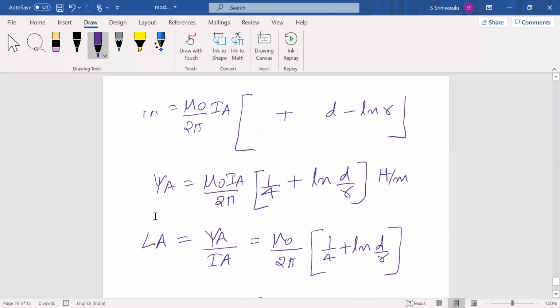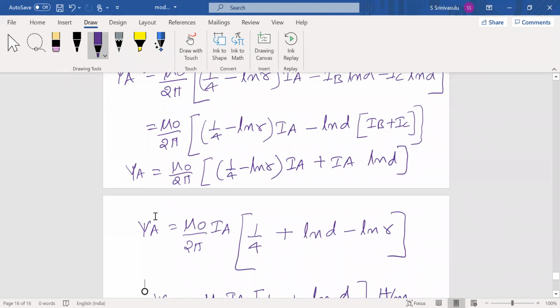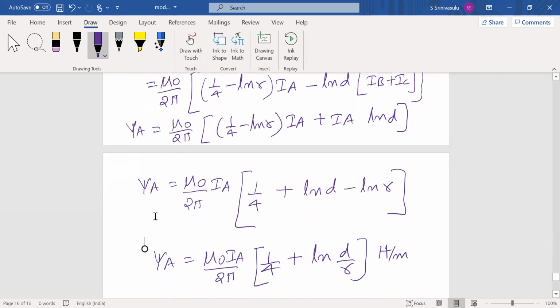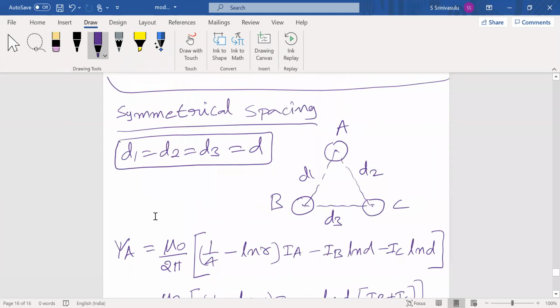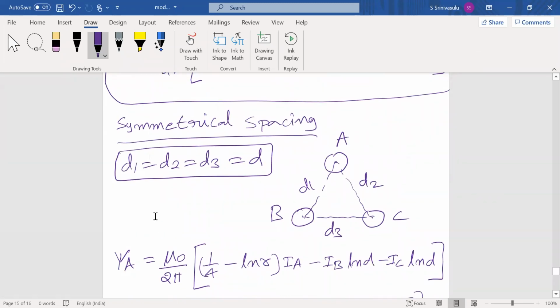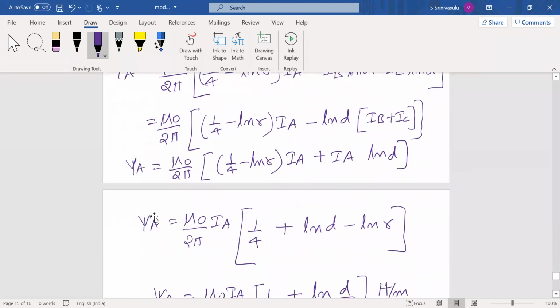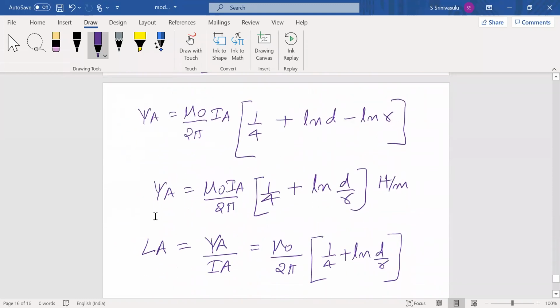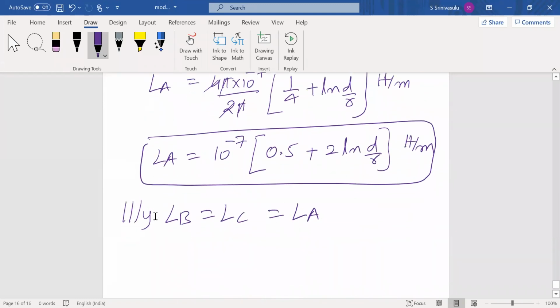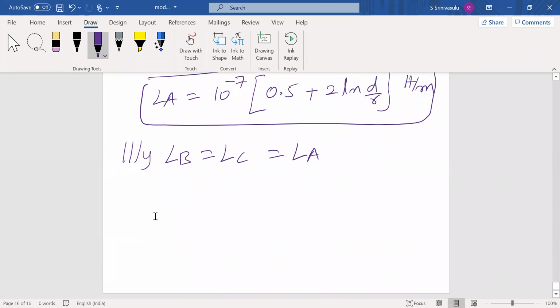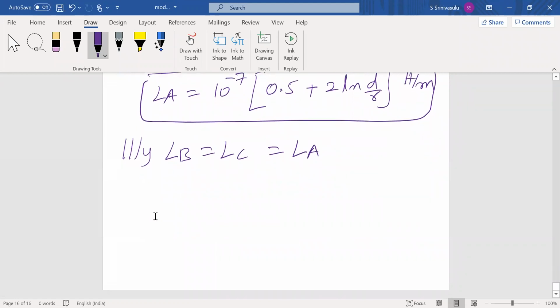First, up to this, we have to find the flux linkage of conductor A, psi A. Later, based on our configuration, it is a symmetrical configuration, D1 equal to D2 equal to D3 equal to D. In case of symmetrical spacing, the inductance per conductor will be the same. No need to calculate L_B and L_C. But in unsymmetrical spacing, we have to individually find the inductance of conductor A and conductor B, like that. That we will discuss in the coming session.